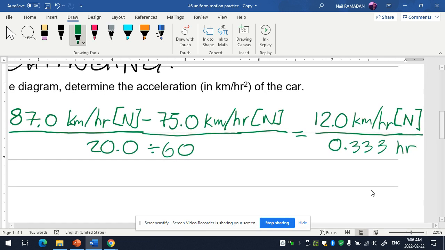Next. Hours and hours do what? If you cancel, what's the only unit that survives? What do you measure using kilometers only? Distance. But the question is asking you to report what? Acceleration. Do you see what I mean? That doesn't make sense. Kilometers only measure distance. We're trying to measure acceleration. I can't report that unit. Okay? Perfect. So it doesn't cancel.